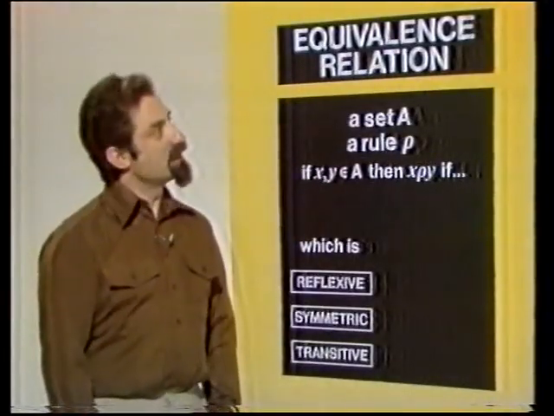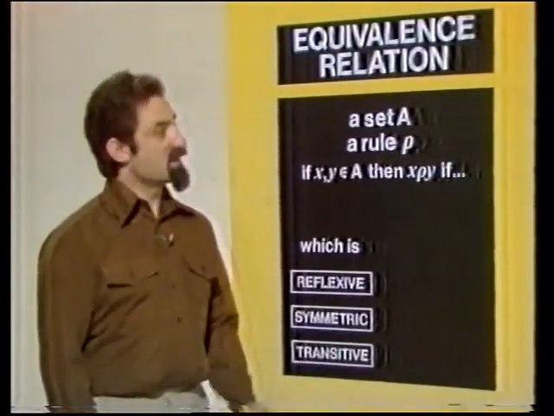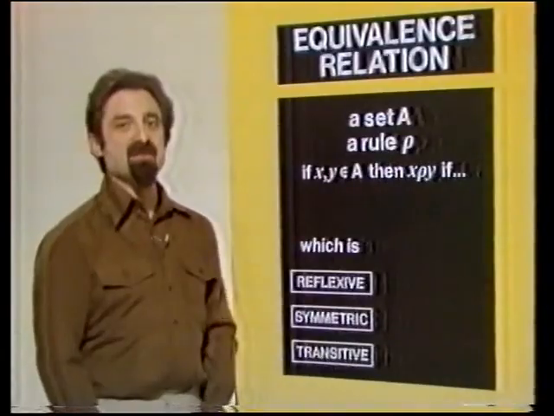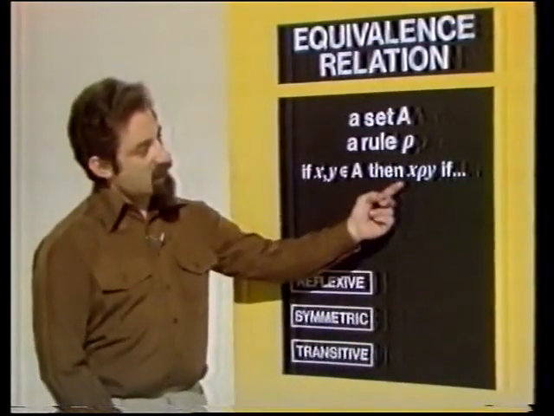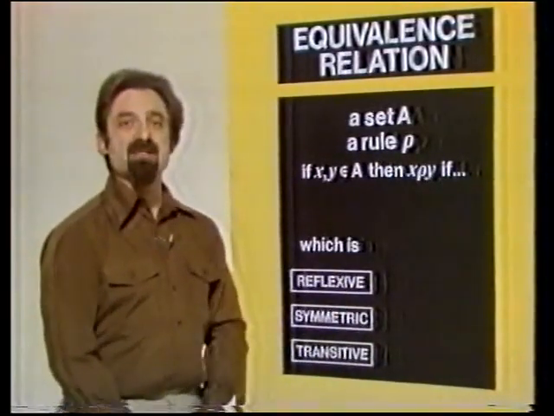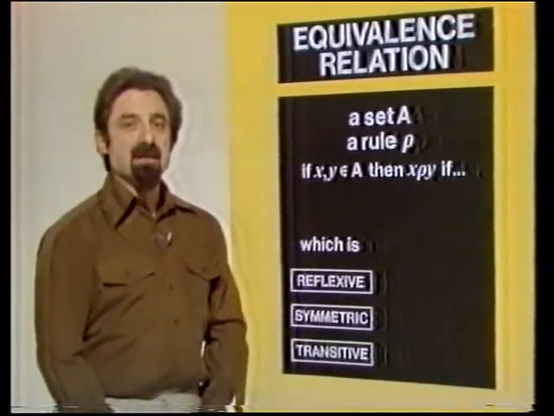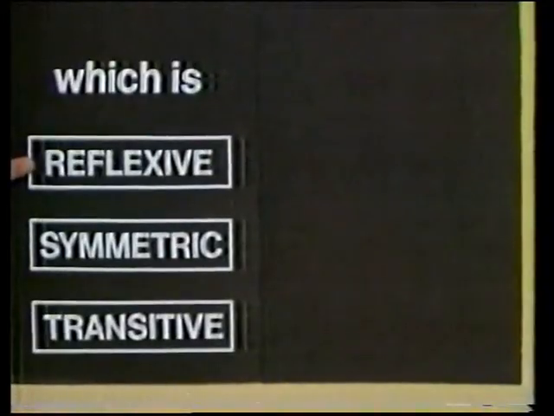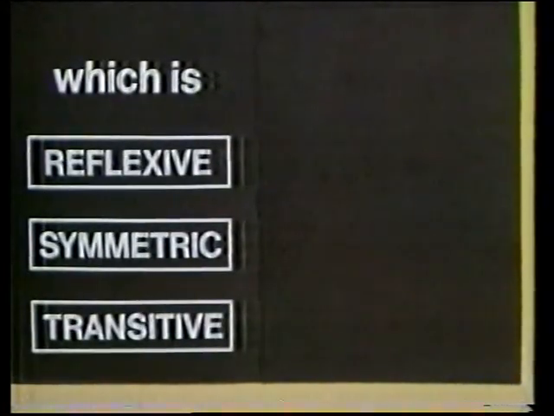Here's the definition of an equivalence relation. It's a set A together with a rule rho relating 2 elements of the set. And we write x rho y to mean that x is related to y. Now the rule has to satisfy 3 important properties. It must be reflexive, symmetric, and transitive, R, S, and T for short. We've given definitions of each of these properties, and we'll look at them in turn.